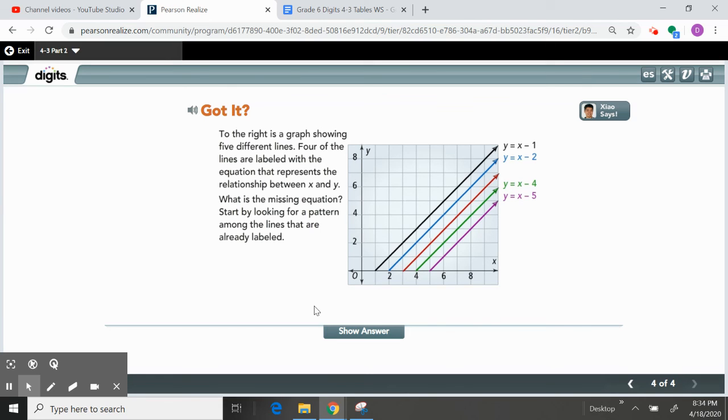And lastly, here on this screen, you want to fill in the equation for this missing line. It should be pretty easy because they show you these different color lines. Like the black line is y equals x minus 1. The blue line, y equals x minus 2. Skip the red one, but then the green one, y equals x minus 4. And then the purple one, y equals x minus 5. So I think you could probably figure out what that is. If you're not sure when you get onto the lesson today, click show answer.